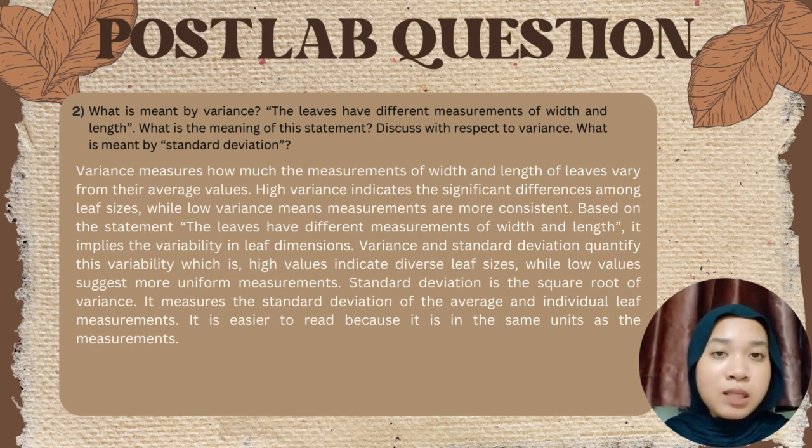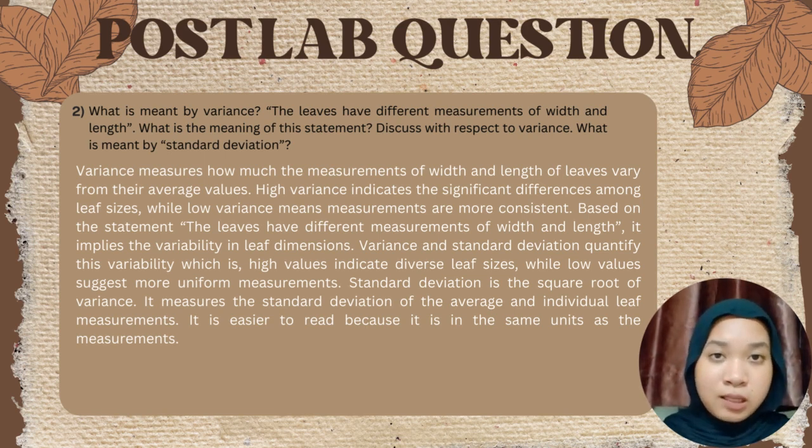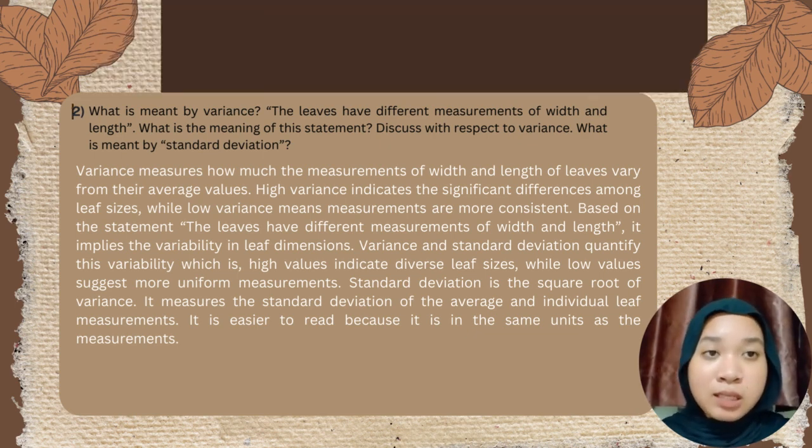It implies the variability in the dimensions. Variance and standard deviation quantify this variability, where high values indicate diverse leaf sizes, while low values suggest more uniform measurements. Standard deviation is the square root of variance. It measures the standard deviations of the average and individual leaf measurements. It is easier to read because it is in the same units as the measurements.